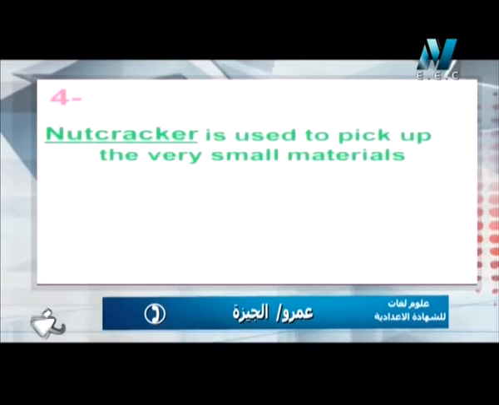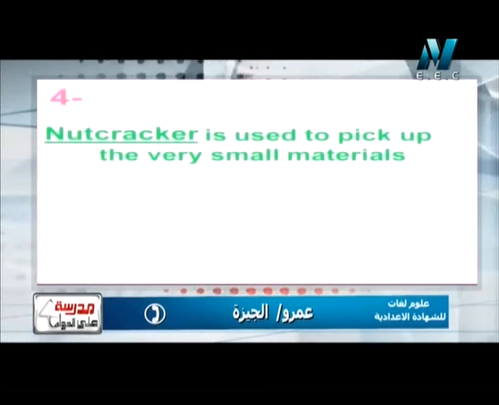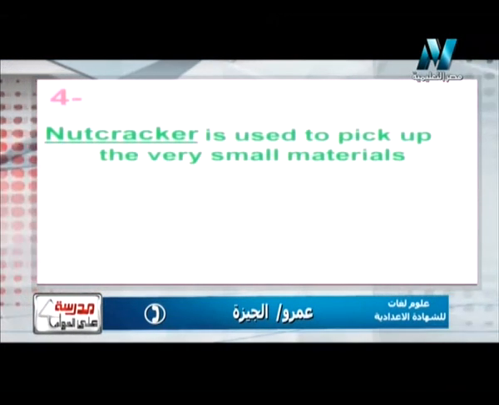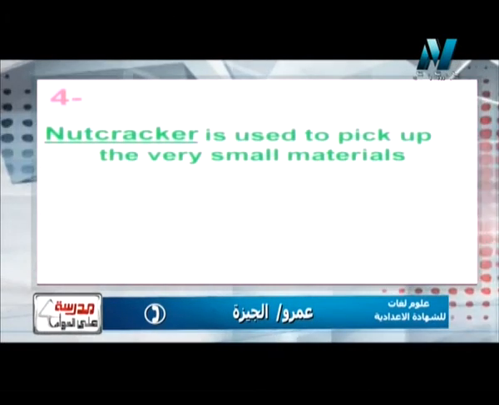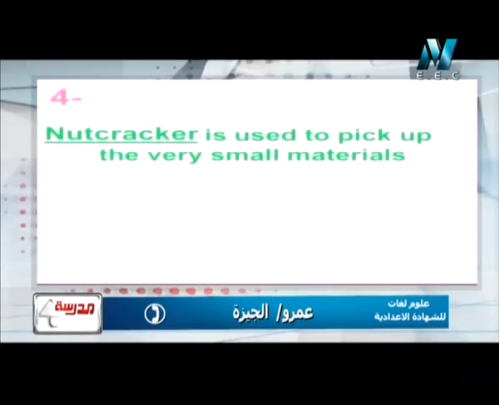Another question, Amr. Nutcracker is used to pick up the very small materials. What is the tool that we use to pick up very small materials such as coal, such as sweets? Scissors? No, scissors is not possible of course. It's very easy, like a sweet holder, like a coal holder, like tweezers. So the answer will be tweezers.